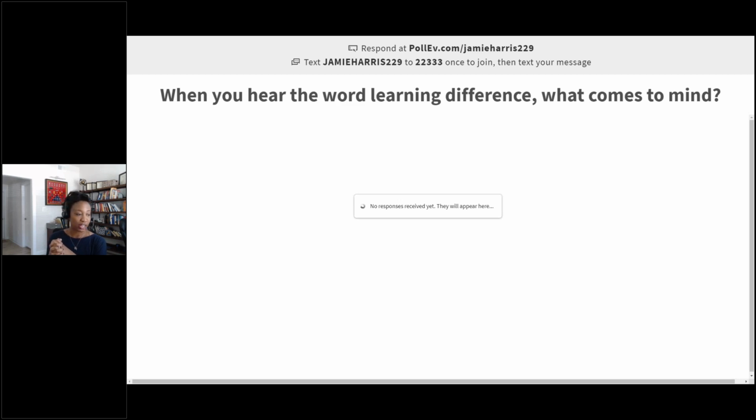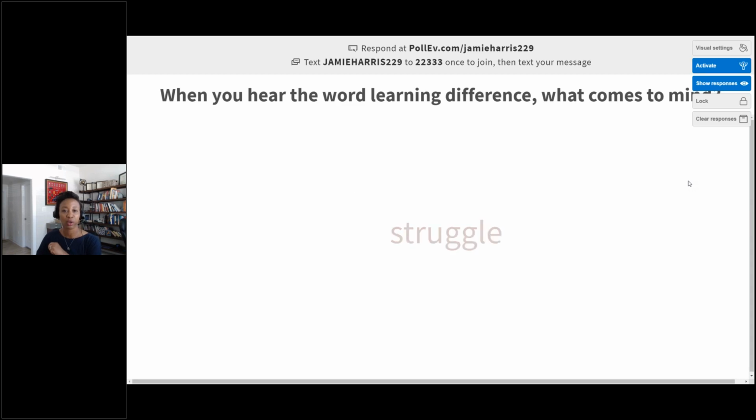So what we're looking for here is we want to know, when you hear the word learning differences, what comes to mind? Curious about your experience with learning differences and if there are key words that you know of when you hear this term. I'll give you guys a moment to get on Poll Everywhere. Again, the webpage is pollev.com/JamieHarris229.